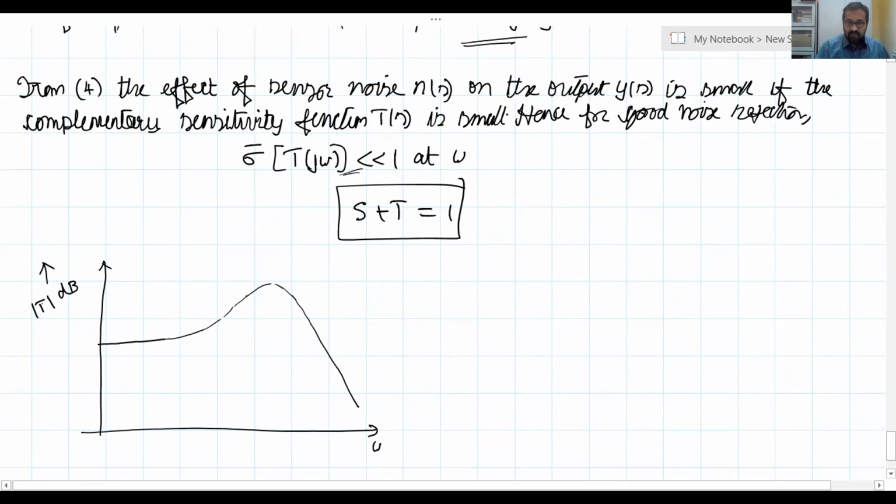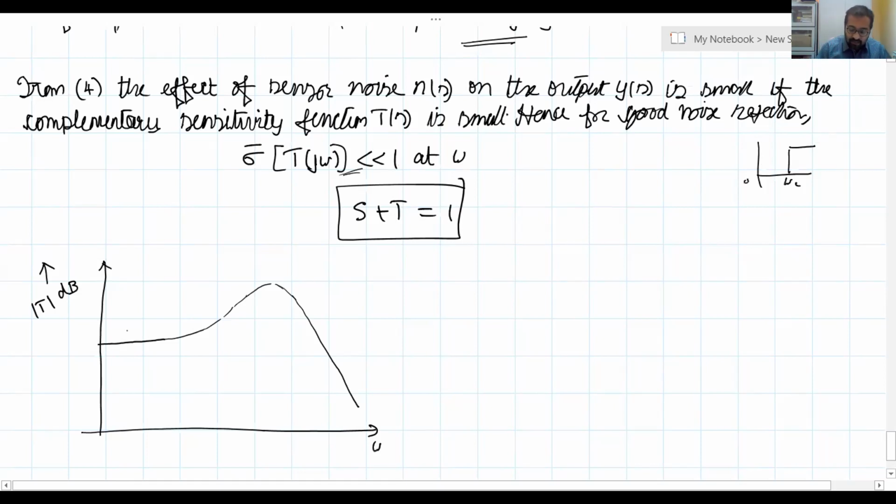What is a high pass filter? One which allows high frequencies to pass, and one which attenuates the low frequency signals. All the frequencies above the cutoff frequency omega c will be passed through the filter, whereas the frequencies from 0 to omega c will be attenuated. So our complementary sensitivity should have the characteristics of an ideal high pass filter.